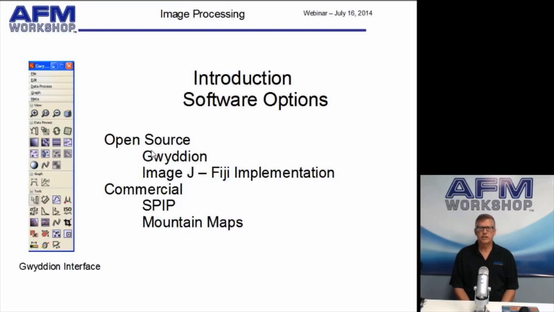So, as an introduction to the software options, there are two open source packages that we're aware of. The first one is Gwyddion, which is available on the website. If you Google Gwyddion and AFM, you can get that. And the second is ImageJ, the Fiji implementation. You can also download that from the internet. Both of these are open source and free, and they're fairly full-featured image processing software packages.